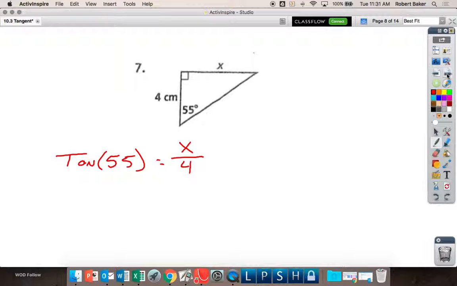So I'm trying to solve for x. Now, something I need to get across to you guys. This is an angle measurement. This is a side length. These two numbers never talk to each other. So, this is the easiest way to explain it. Cross multiply. X times 1 equals tangent 55 times 4. No. Angles do not talk to side lengths. It is 4 tangent 55.